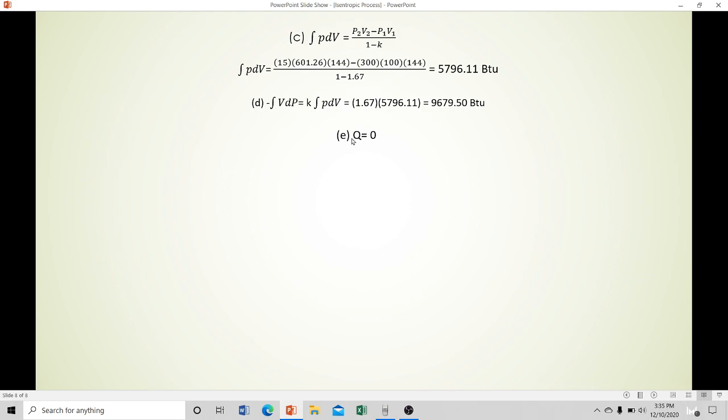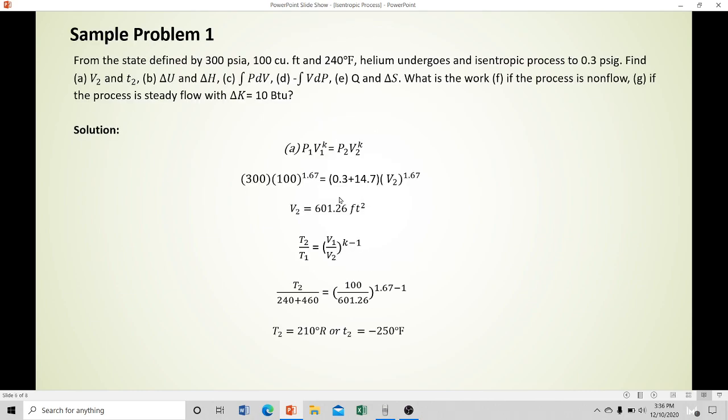For Q, since our process is isentropic, it means no heat transfer. So Q is equivalent to 0. And also for the change of entropy, by the definition of isentropic, we have constant entropy. So the change of S is equivalent to 0. For F, if the process is non-flow, and then if the process is steady flow, G with change of K, it is given the change of kinetic energy, which is 10 BTU.